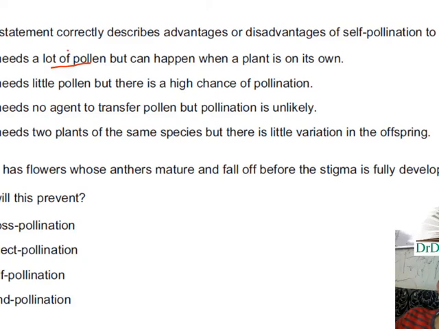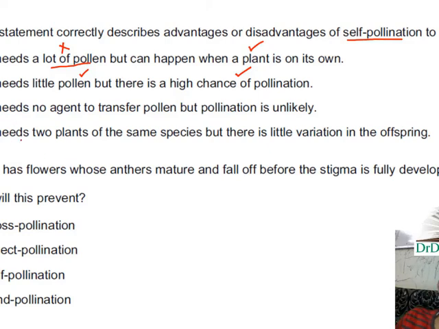So, it needs a lot of pollen. This part of the statement is not correct. This part of the statement is correct. It needs little pollen. Yes, it needs little pollen, but there is a high chance of the pollination because self-pollination is not dependent on external factors. Less pollen grains are needed because there will be less wastage of the pollen grains. So the answer for this question should be B.